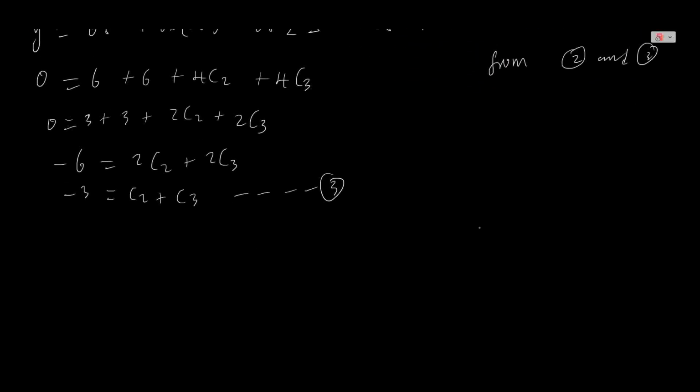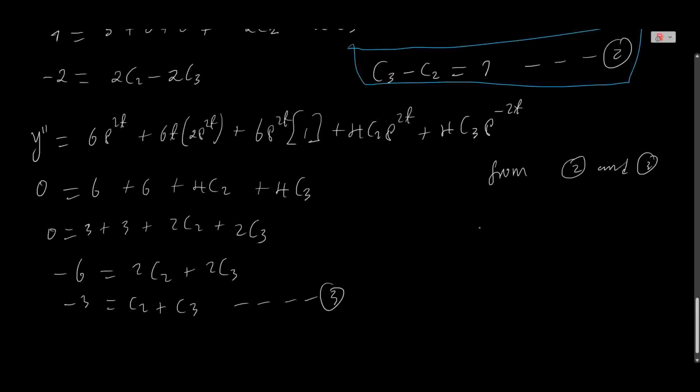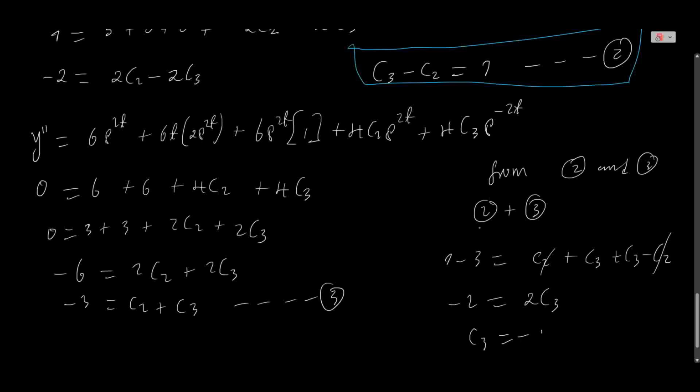Now what we need to do here is simply add these two equations. So if we say equation 2 plus equation 3, we're going to have 1 minus 3 equal to c2 plus c3 plus c3 minus c2. So c2 is cancelling out, so negative 2 is equal to 2c3. So our c3 is negative 1.